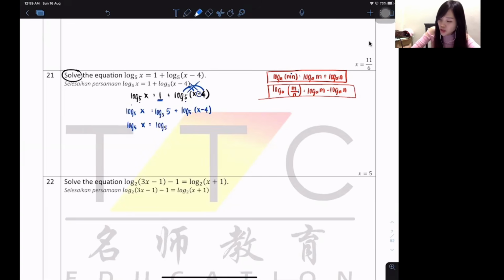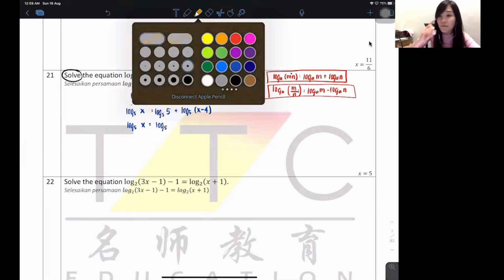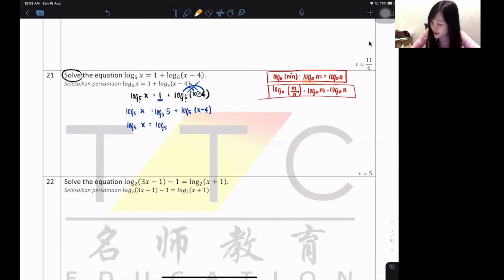Maybe you will ask me, teacher, how do you combine them? How do I combine them? Formula. You see, if I have log and log, and in between is a plus, we can combine them and become 1 log, with a times relation. Usually your formula goes from left to right. Now you come from right and go back to left. All the formulas work two-way, okay?